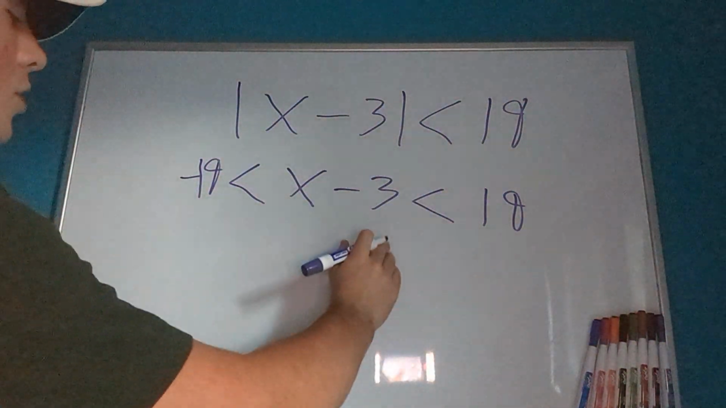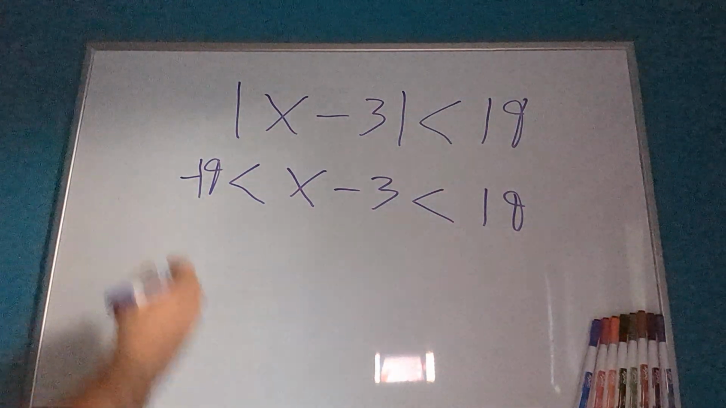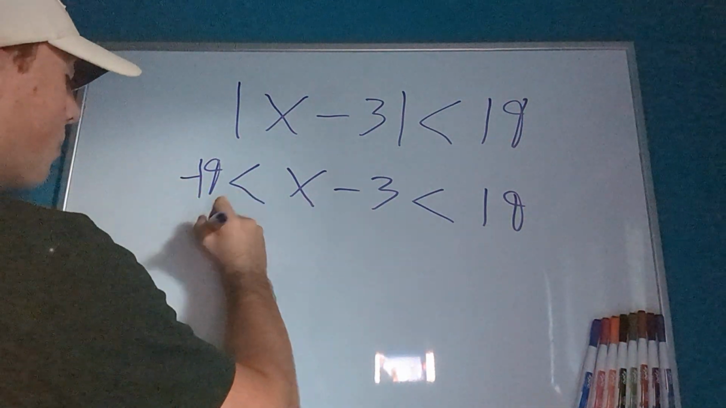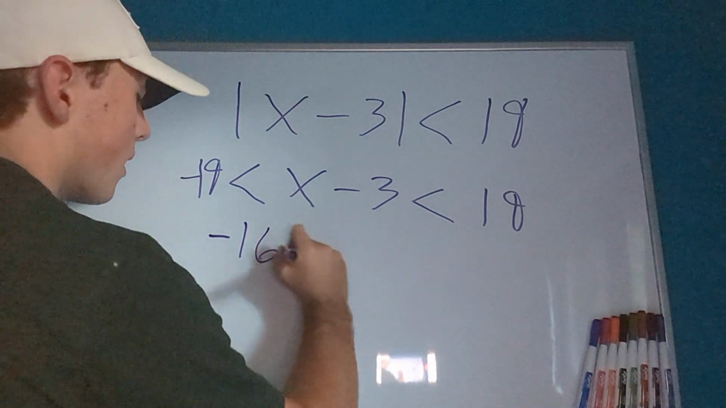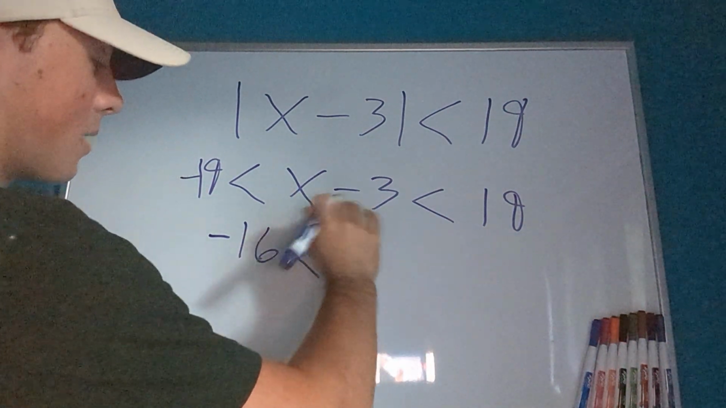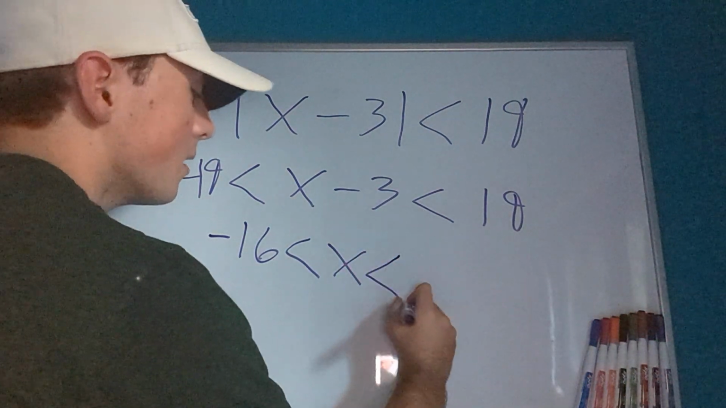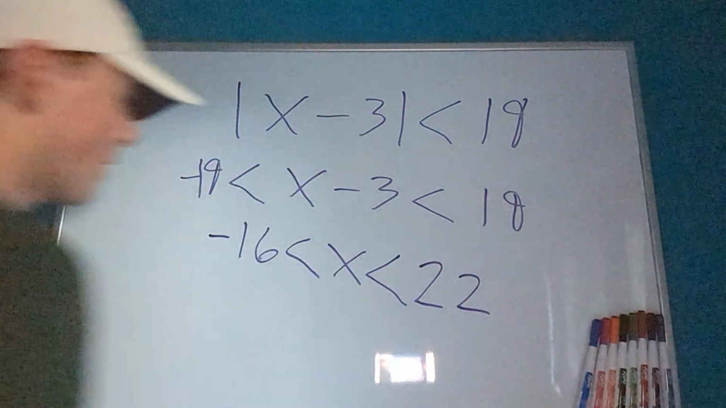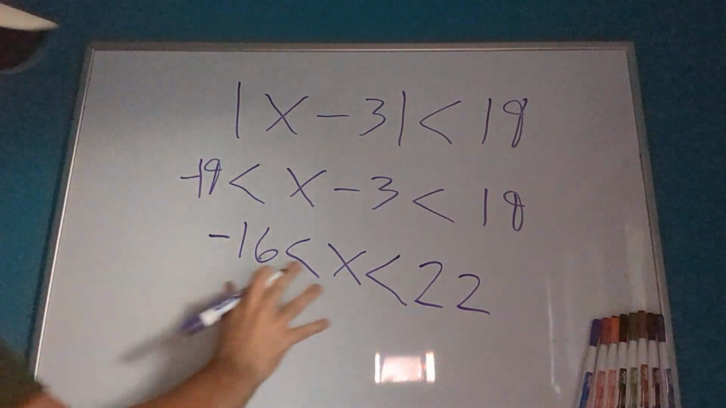So the next thing that we want to do is add 3 onto all sides, because we're trying to isolate x in the middle. So we add 3 to negative 19, and we get negative 16, right? And that's less than x. We add 3 to x minus 3, and we just get x. Then we add 3 to 19, and we get 22. Okay? So here, we're pretty much done.